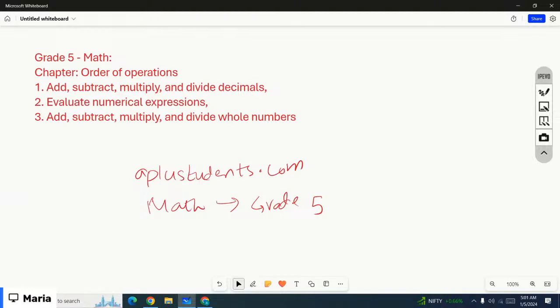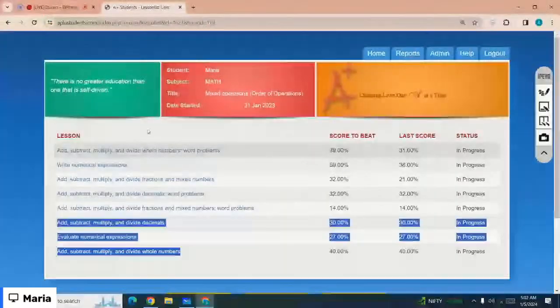We're going to start with the chapter order of operations, and the lessons we're going to cover today are add, subtract, multiply and divide decimals, evaluate numerical expressions, and add, subtract, multiply and divide whole numbers. Please make sure you have your notebook and pencil so that you can note down the important examples and definitions as well.